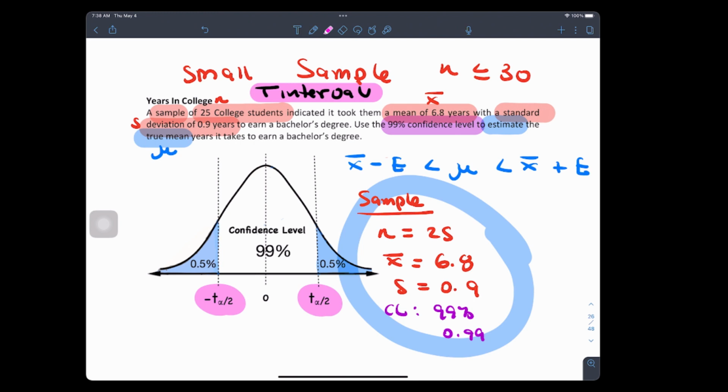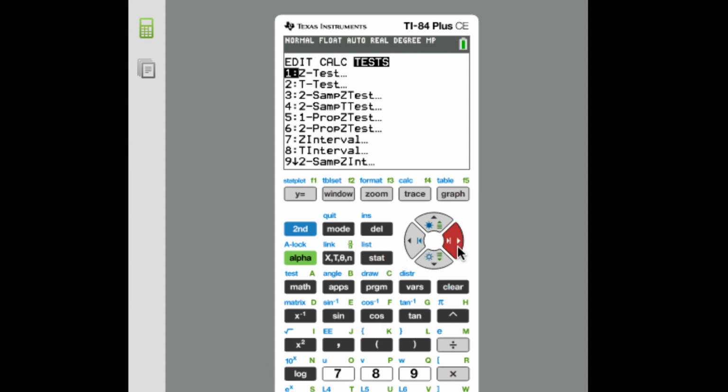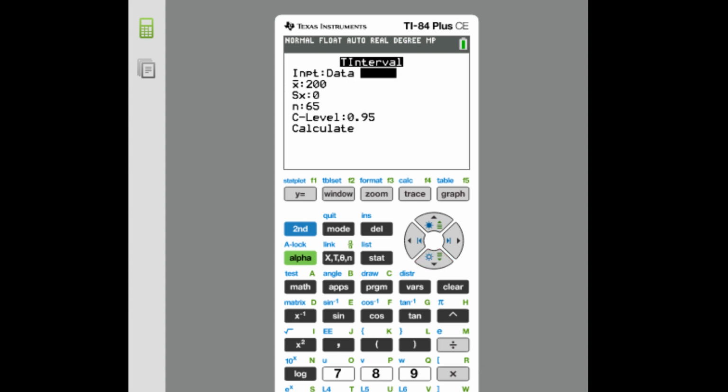All right. Let's go to our TI. You guys ready for the TI? Go to stat. Go to what? Test. T interval. What's T interval? 8. T interval, ladies and gentlemen. Hit enter. Keep it on stats.